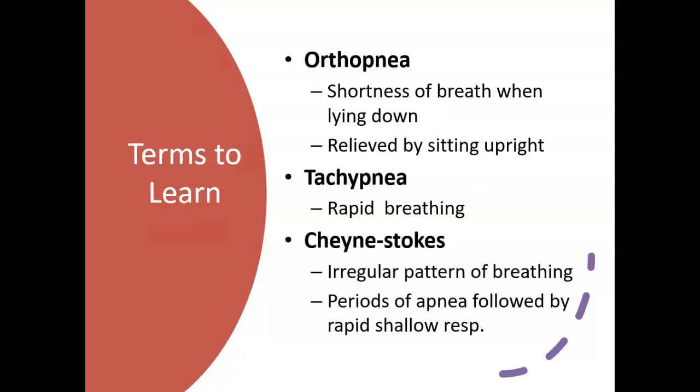Orthopnea is shortness of breath when they're lying down, which is relieved by sitting them upright in the bed or the chair. Tachypnea, again, tachy means fast, so tachypnea is rapid breathing. Cheyne-Stokes is an irregular breathing pattern with periods of apnea followed by rapid, shallow respirations.